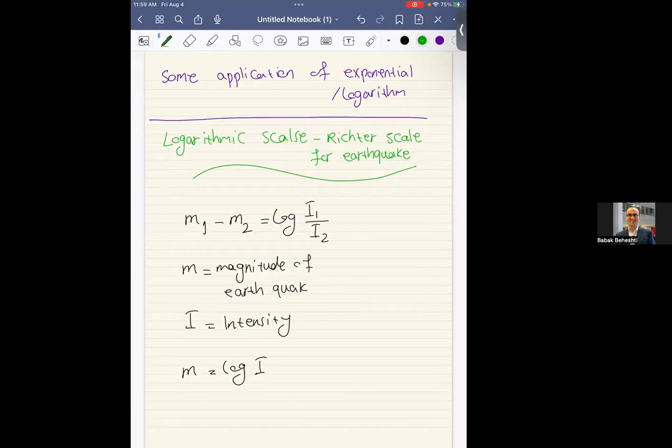So for example, if the magnitude of one earthquake is 7 and the other one is 3, how much more intense is the first earthquake compared to the second one?